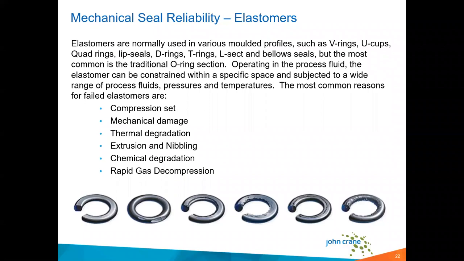So another area that we focus on, when we talk about the bigger picture of reliability, is the elastomers or secondary sealing elements. There are various documents that you can read and find describing visual effects of elastomer failure. There you're going to include things like mechanical damage such as cuts or nicks, which usually occurs during assembly or installation of the seal, compression set, thermal degradation, extrusion, chemical deterioration, or rapid gas decompression.